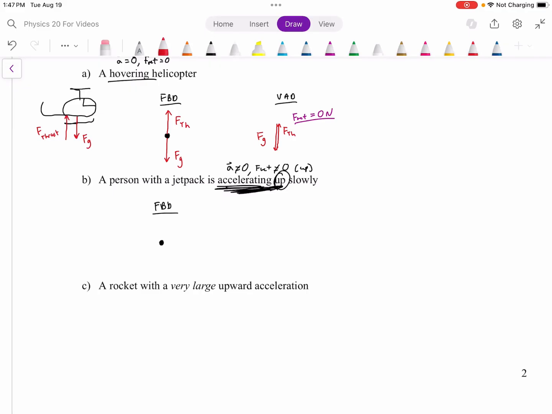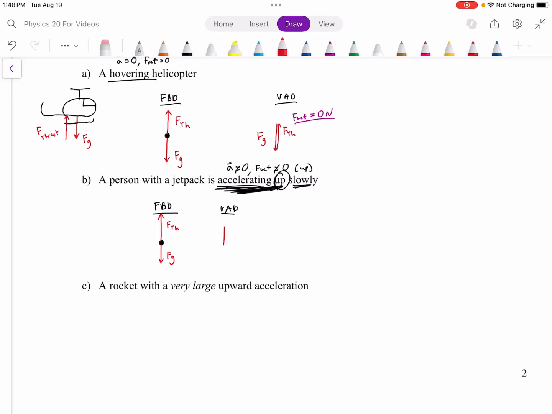So again, a person with a jetpack is going to have mass. They're going to feel a force of gravity downwards, okay? But the thrust from the jetpack is providing an upwards force that is bigger than that force of gravity, okay? Now, I didn't draw it way, way bigger. Why do you think I only drew it a little bit bigger? Right, because it's accelerating up slowly. And a slow, small acceleration, right, comes from a small net force. So there is a net force upwards, but it's not very big.